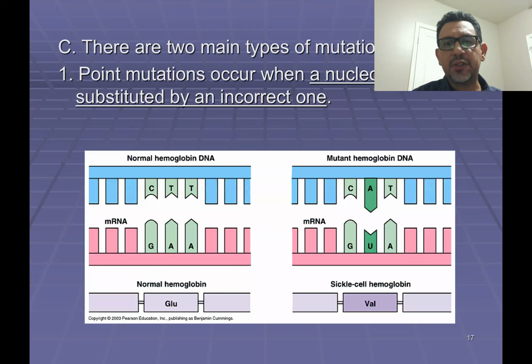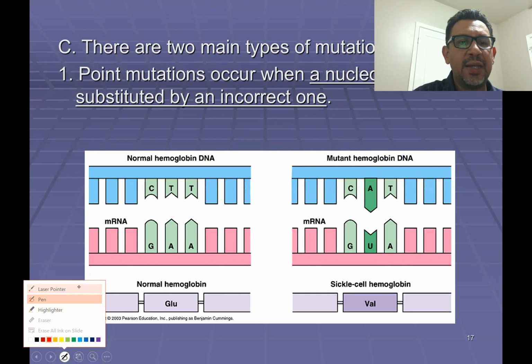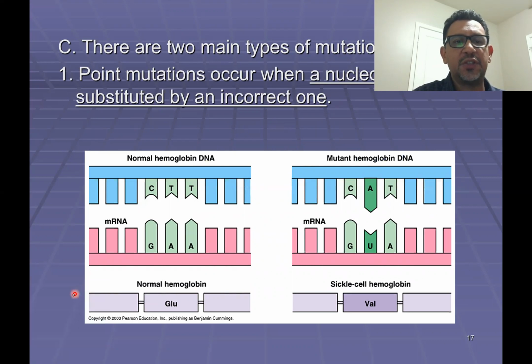And so overall, there are going to be two types of mutations. One type of mutation is what we call nucleotide substitution or base substitution. So in a gene, everything is going to look right, everything is going to appear to be correct, except that there may be just one base that gets switched for an incorrect one.